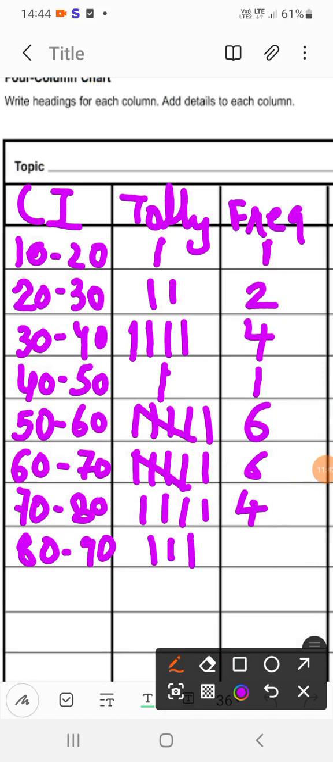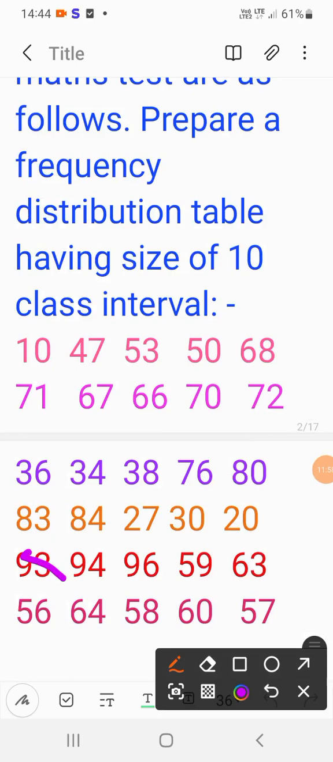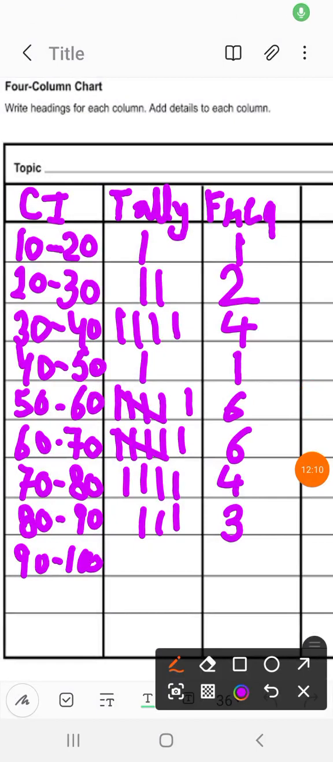And now we have to find for the class interval of 90 to 100. So for the class interval of 90 to 100, we have tally as 1, 2, 3, and in the rest we don't have any. So we would have tally as 3, and the frequency would also be 3. So for the 90 to 100 class interval, we have tally as 3, and the frequency would also be 3.